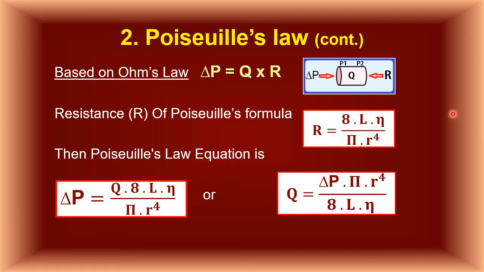So now we come to something that we need to understand here. If I have, for example, this is Ohm's law. We know this originally: delta P equals Q times R. Okay, delta P equals Q times R. So this is the formula that is by Ohm.